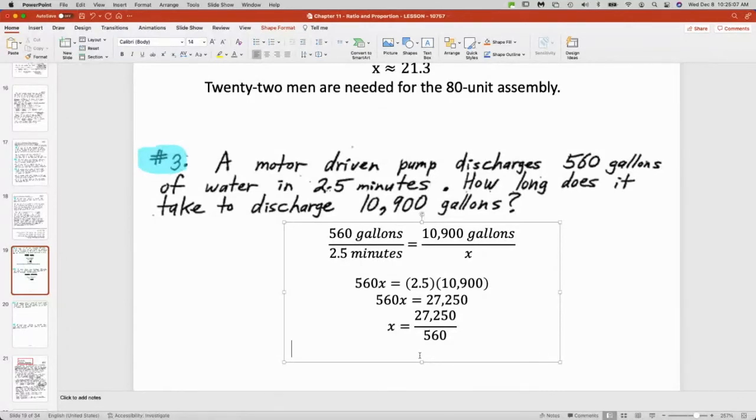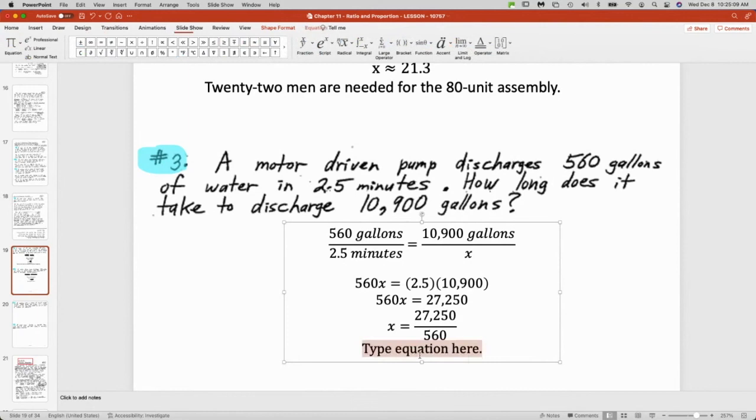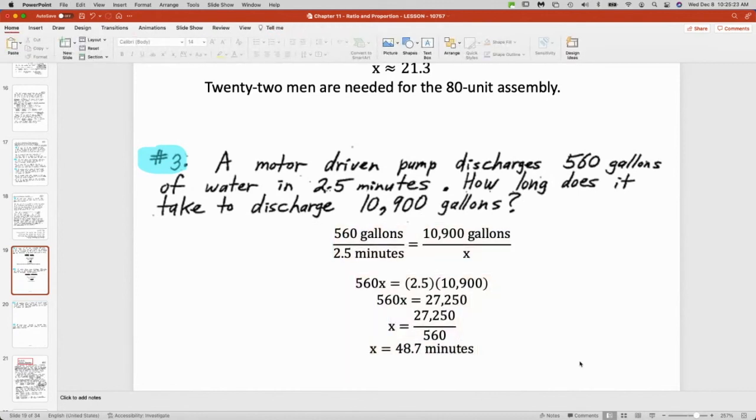Can someone confirm 48.7? Anybody else have that? Can someone confirm 48.7 minutes? Thank you, Nicolos. Thank you. Okay, so there you go. That was just the kind of standard question that you'll see for the rest of this section.